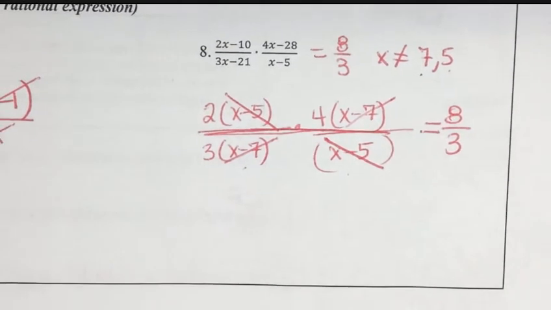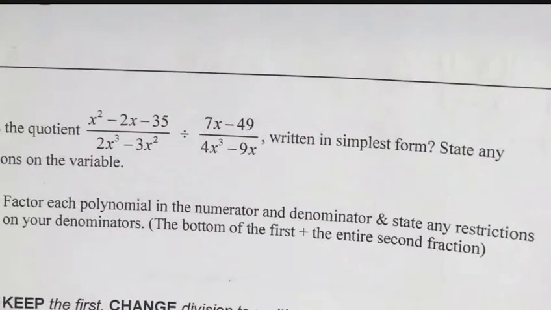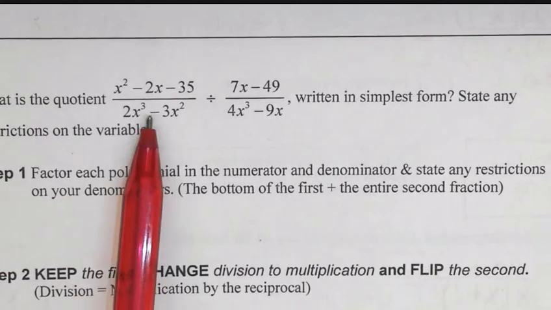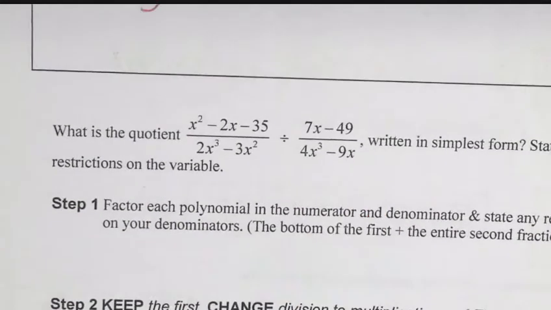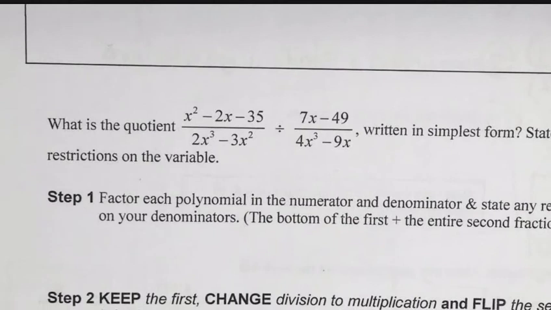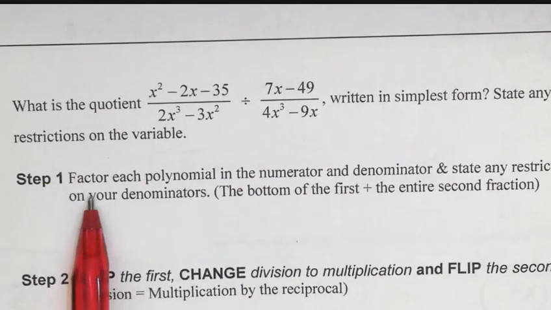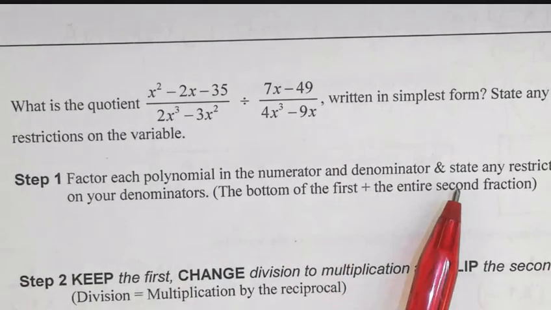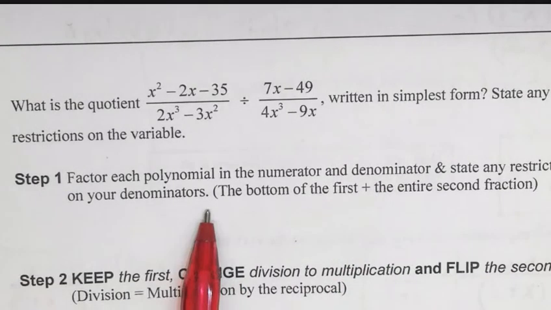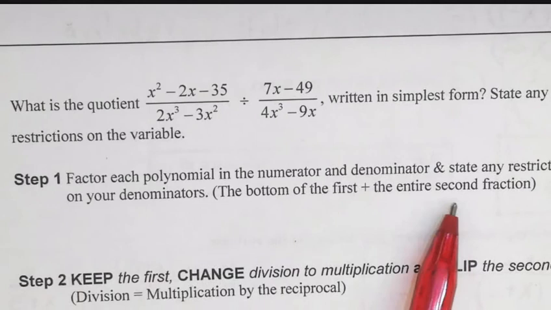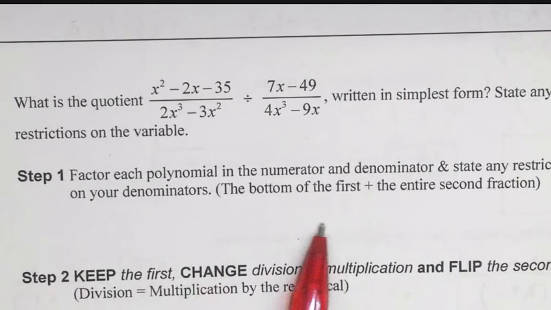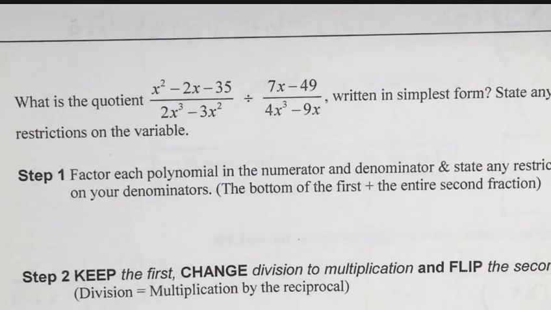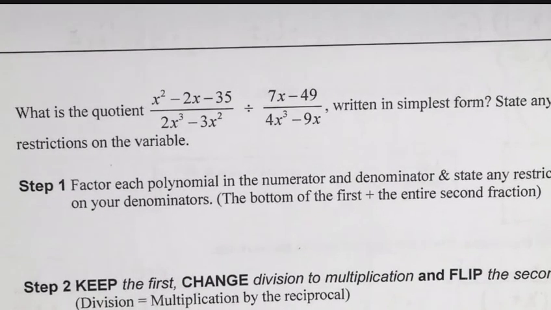All right, let's move on to the last two. It's division for you. So again, it's dependent on Happy Factoring Friday. The first step is to factor each polynomial in the numerator and the denominator and state any restrictions on your denominators. I'll explain that in a minute. There's a few more restrictions than normal. Okay? All right, are we ready?